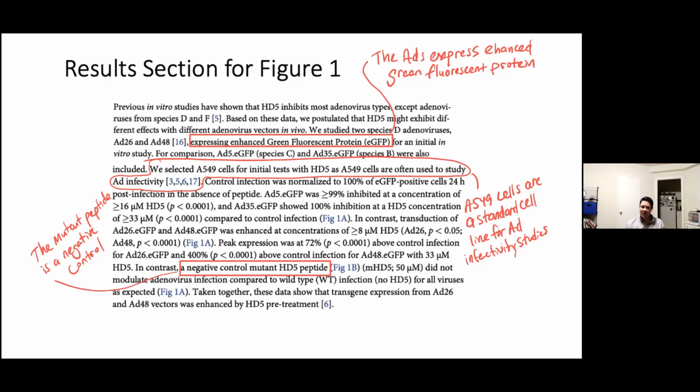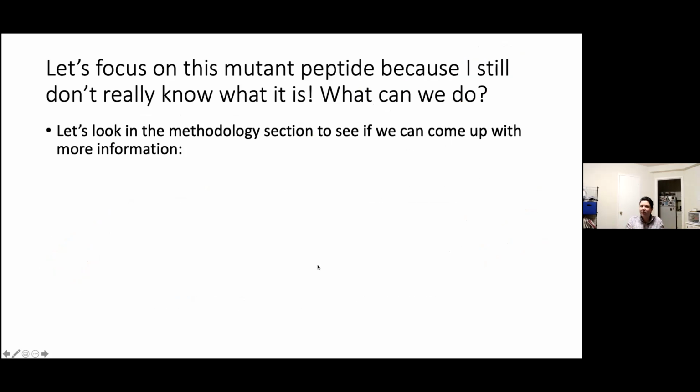And then one of the other questions that we had is what is this mutant HD5? So there's a comment here, it's a negative control mutant HD5. In my opinion, I don't think that's enough information for me because I don't know what a negative control is. Like, I've heard of negative controls, but I don't truly know what one is. So let's examine it in a little bit more detail. If it's not described in the results section, then it might be an actual experimental setup, which would be in the methodology.